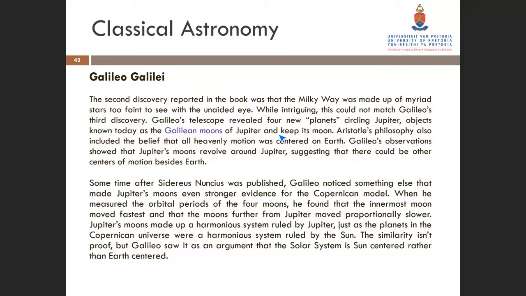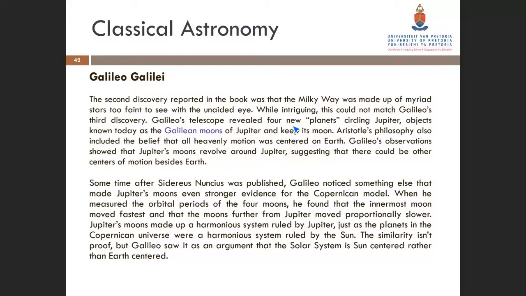So today, Galileo's telescope revealed 4 new planets circling Jupiter, objects known today as the Galilean moons of Jupiter. Aristotle's philosophy also included the belief that all heavenly motions were centered on Earth. Galileo's observations showed that Jupiter's moons revolve around Jupiter, suggesting that there could be other centers of motion besides Earth.